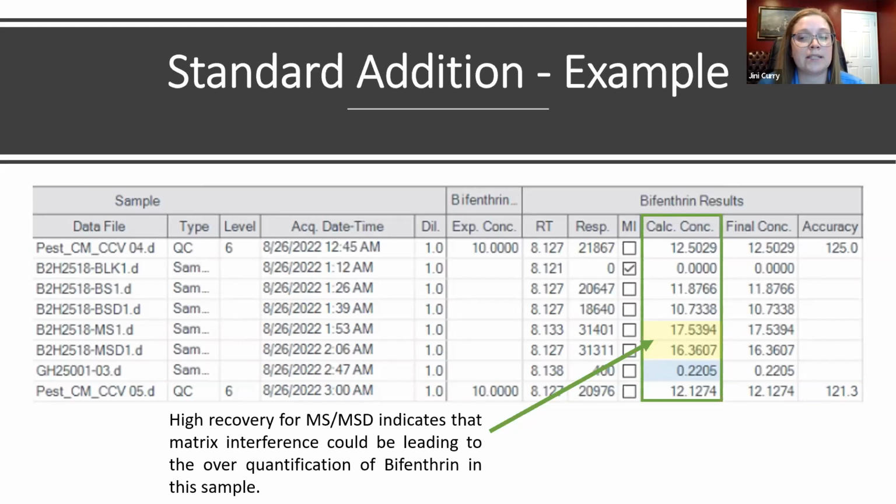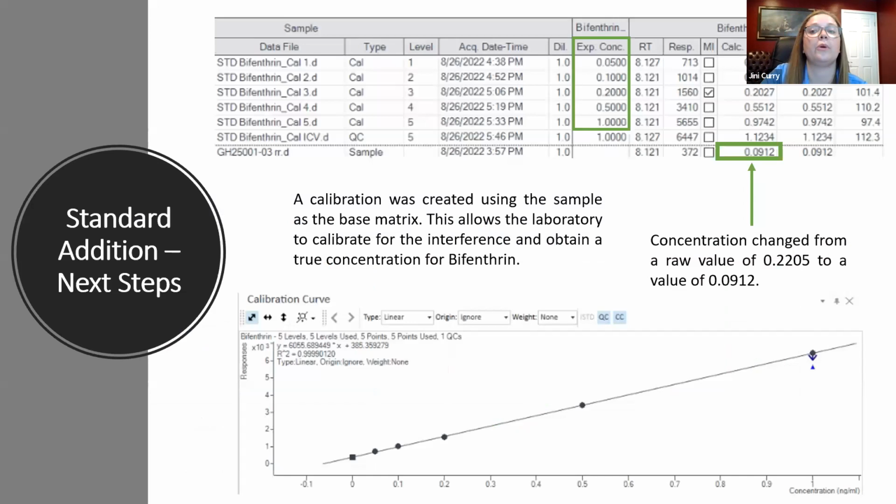However, then you get to this MS/MSD, and so these samples should have been spiked with 10 as well, but we're getting 17.5 and 16.3, and the source sample to this didn't have anything in it. And so for us, that really indicates there's something going on with matrix that could be interfering with the results. And so that's why when you see this sample here that has a hit of 0.22, we need to confirm that matrix is not leading to this result being increased. And so that's where we create this standard addition calibration.